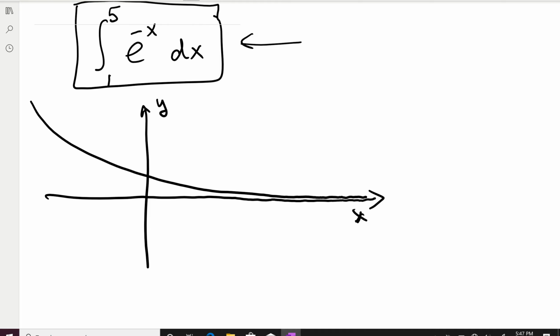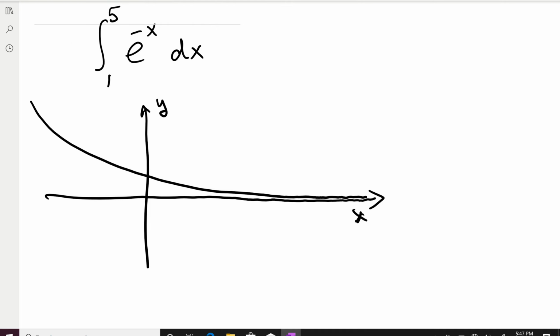Now, can you remember what this number represents geometrically? Or what is the geometrical meaning of this definite integral? Can you remember that? Well, here's what it means. Here's the graph of e to the negative x. What this integral means is that it is asking you to find the area under the curve e to the negative x, trapped between the x values 1 and 5. That means it's asking you to find the area of the region that I highlight here.